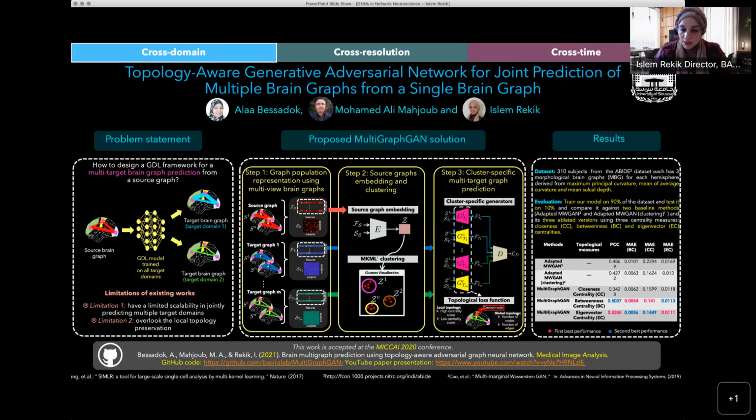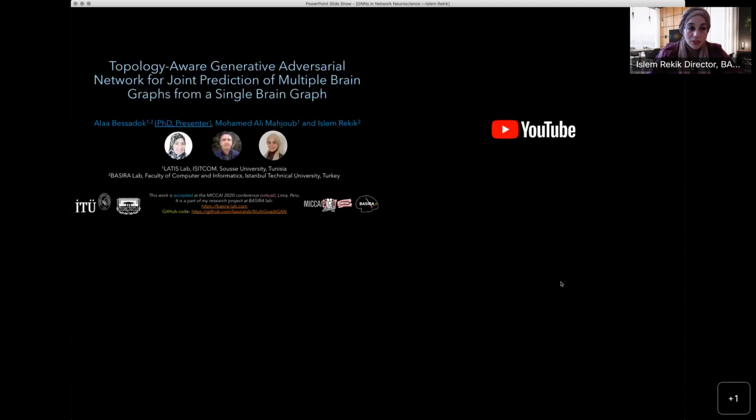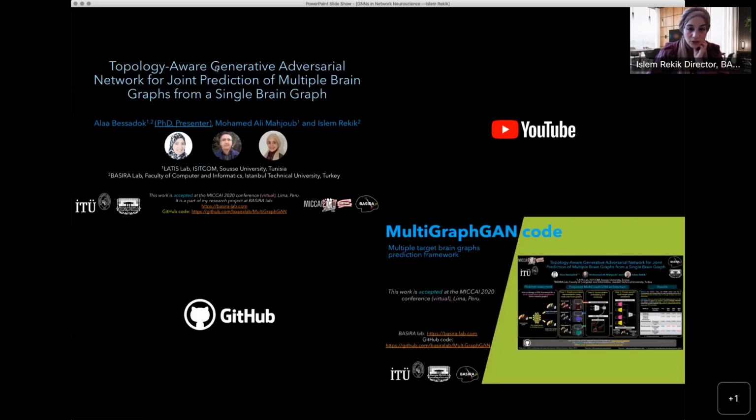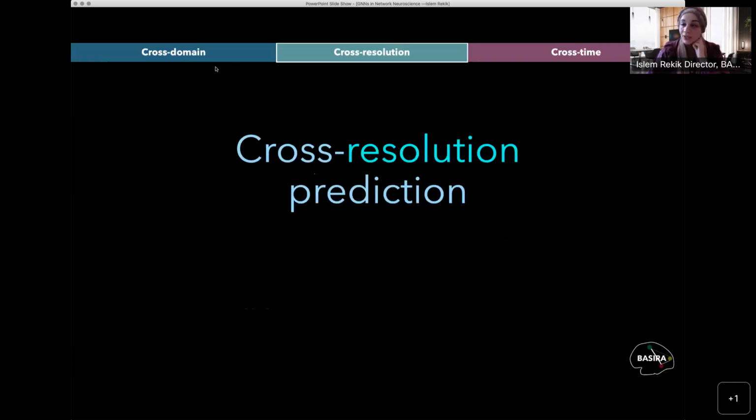And you can see that the multigraph GAN, when it was enforced by a topological loss using betweenness centrality and eigenvector centrality, had the first best and second best performance compared to these modified methods. If you're interested in learning more about this in detail, with all the maths and all the detailed formalization, you can check out the 20-minute video on YouTube, and the code is also available. Now let's quickly move to the second example.